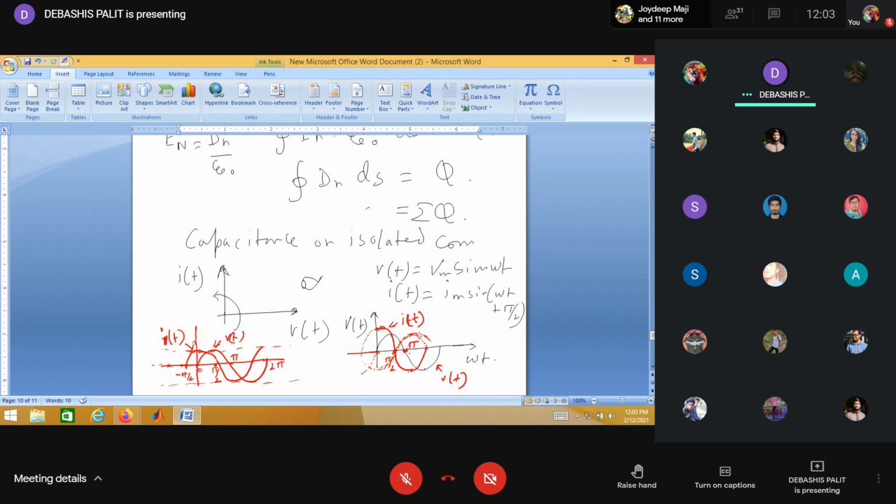And for pure inductance, I can say that this is your pure capacitance current phasor IC, and for pure inductance the current phasor will be 90 degree from the voltage phasor. The voltage phasor is the fundamental phasor, and the current phasor is displaced by 90 degree.